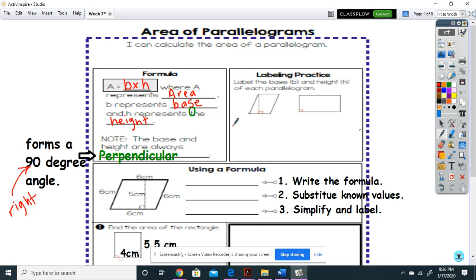Now, to figure out the base, the right angle box always lies on the base. So the right angle box is actually on this line here, so this is your base. And the straight up and down line that forms the right angle box with the base is your height. So inside of the parallelogram is your height, not the sides, inside of it. For this parallelogram, best known as a rectangle, we have our right angle box here, and it sits on this line on the bottom, so this is our base. And the side that goes up and down and forms a right angle with the base is this side here, so this is our height. Okay? So that's how you identify them.